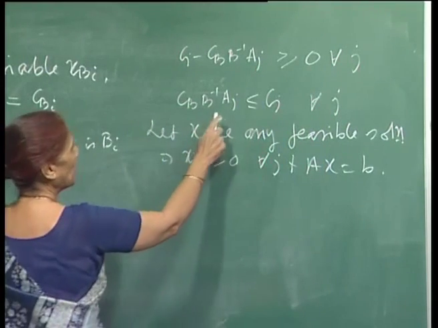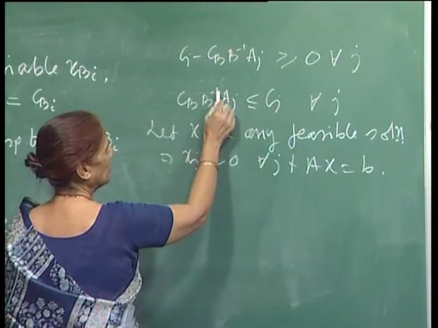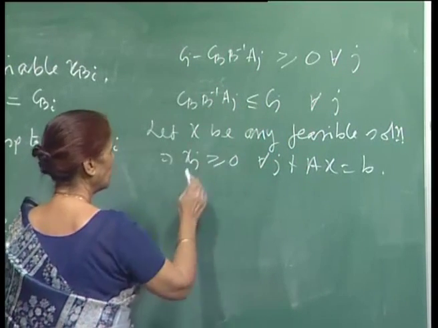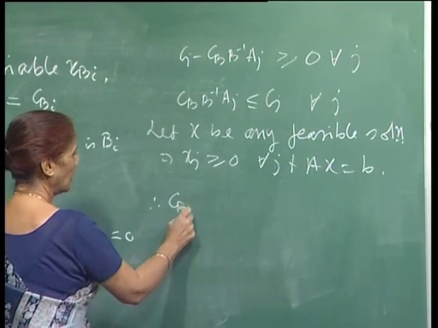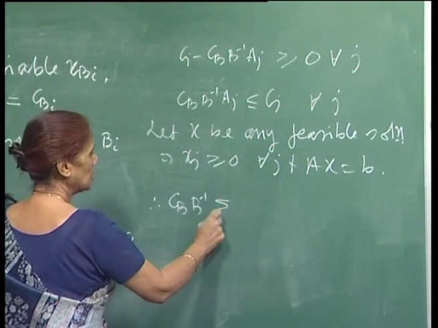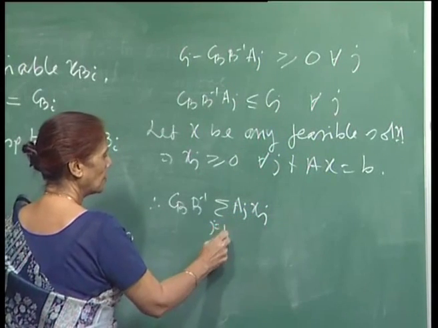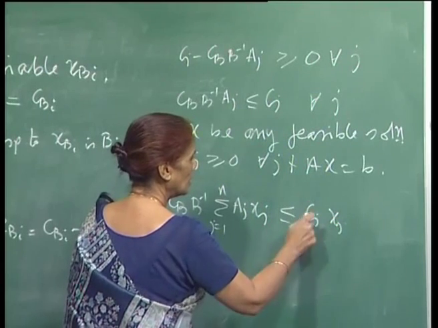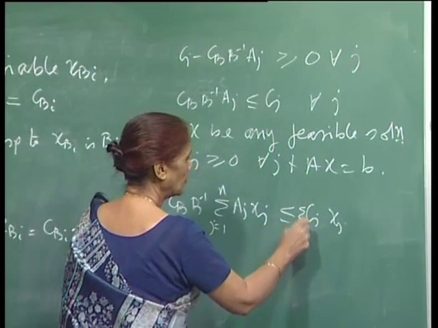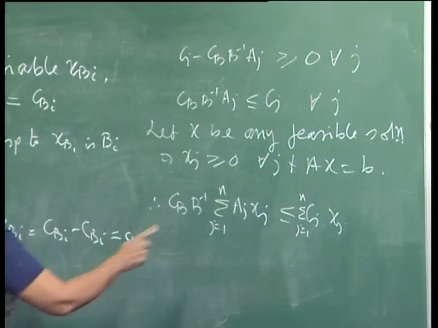So if I multiply each of these equations by the corresponding xj and add, see this quantity is common, so therefore I can say that Cb B inverse summation Aj xj, j varying from 1 to n, is less than or equal to summation Cj xj, j varying from 1 to n. The inequality does not change because I am multiplying by a non-negative number on either side. So this is what you have.